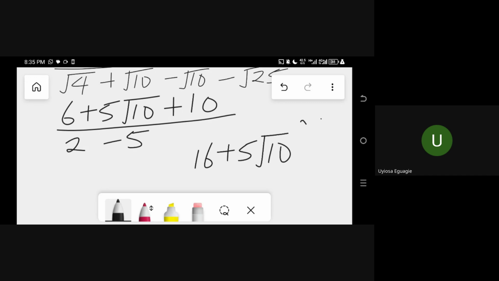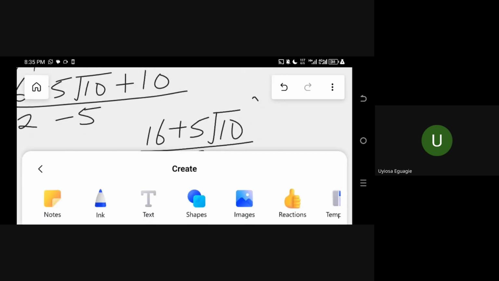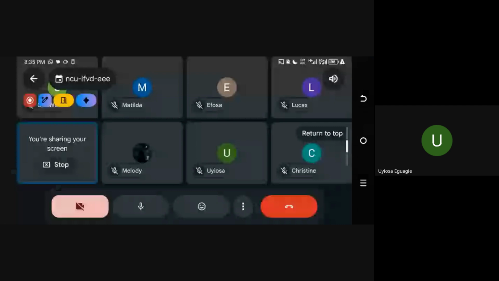Yes, at the top. Then at the bottom, we have 2 minus 5, which is minus 3. So this is the result we get for this question. You can see that the root is no longer at the denominator. So this is the result we get. Does everyone understand this?